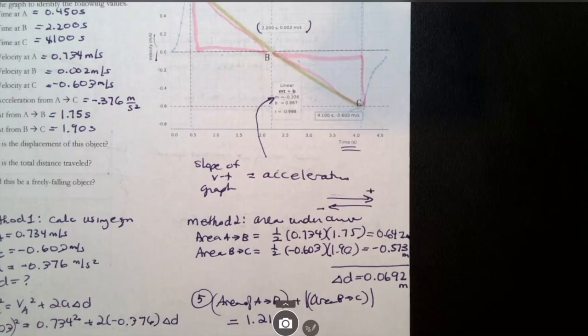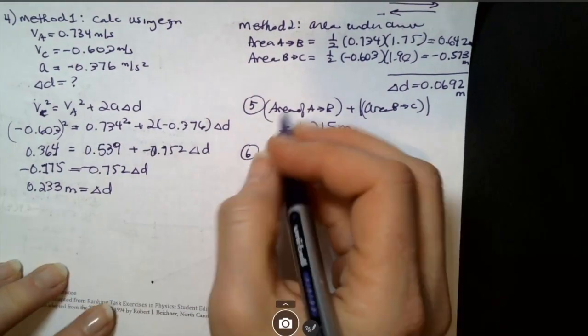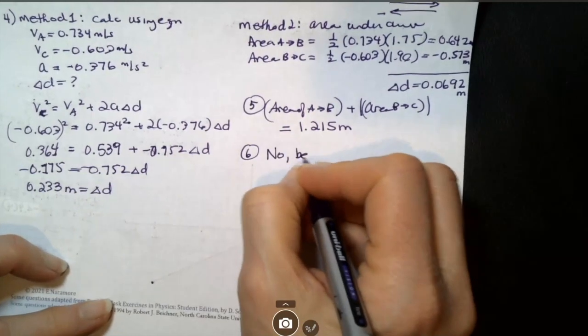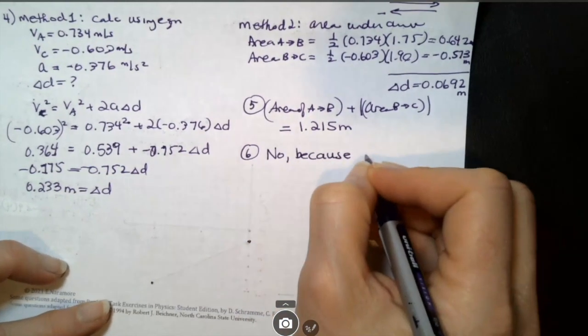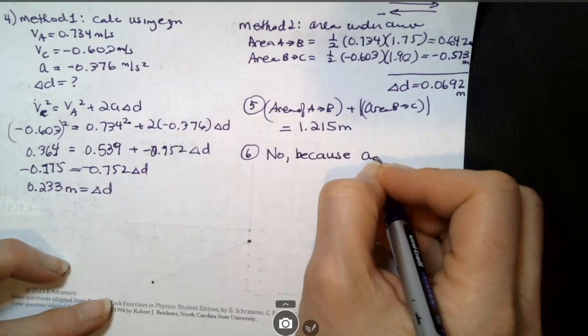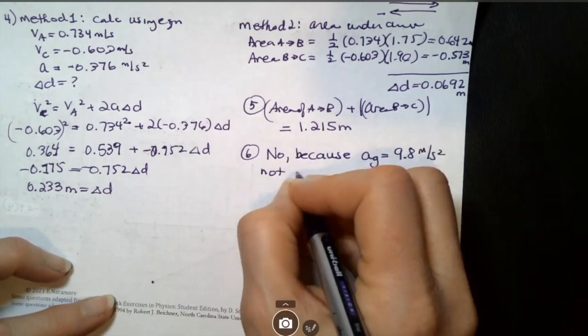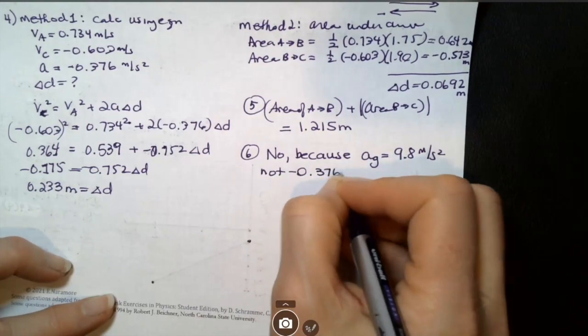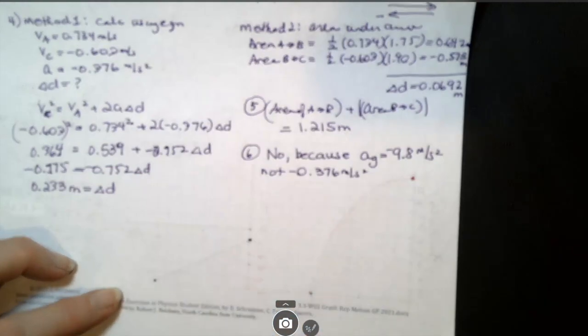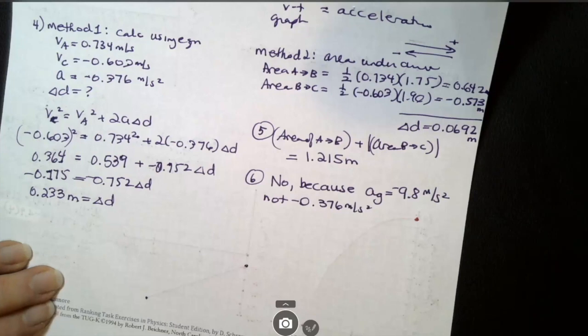The last one, number 6, asks if it could be a freely falling object. And the answer is no, because acceleration due to gravity is 9.8 meters per second squared, not negative 0.376 meters per second squared. So that's the easiest way to answer that question.